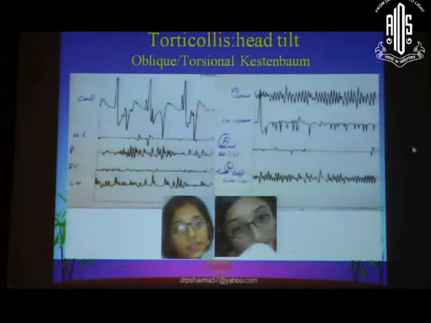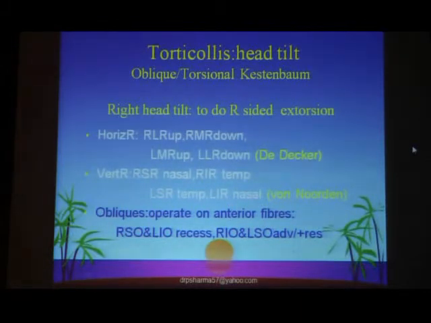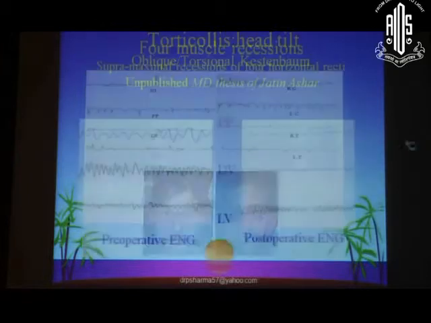So this is a case in which you have a right-sided head tilt, and you can also see in the electronystagmography that the null position is shown on the left column, and on the right tilt, the null is there. So in this case, if you do a surgery to correct this, it will work. What you need to do if you approach by Dekker's or Von Noorden's approach is shown on the right. But if you do the obliques, you operate on the anterior fibers: the right superior oblique and the left inferior oblique recessions, and the right inferior oblique and the left superior oblique advancement plus resection of about 8 mm each, and that will usually correct the head posture to this form.